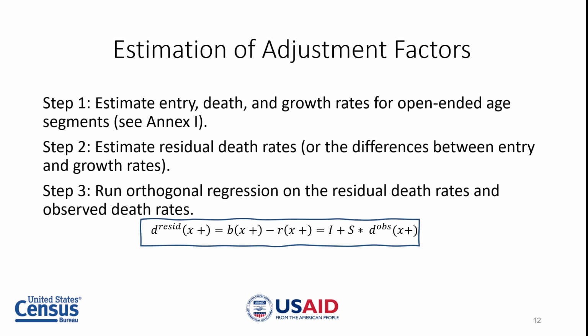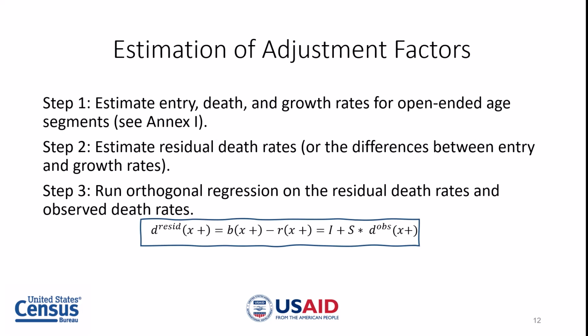Now that we know what the residual death rate is, in step 2, you estimate it as the difference between entry and growth rates. Now let's continue with the logic behind the third step. If deaths are incompletely reported, that true or residual death rate will be equal to the observed death rate multiplied by an unknown factor S. This relationship can be expressed as a straight line relationship between the residual estimates of the death rate and the observed death rates, with intercept I and slope S.